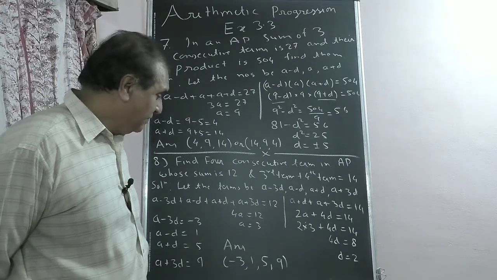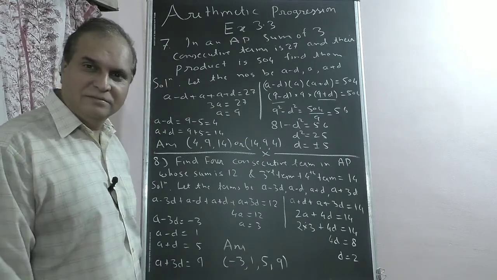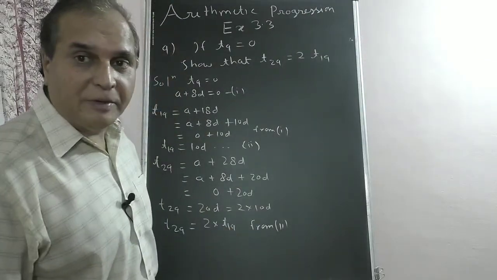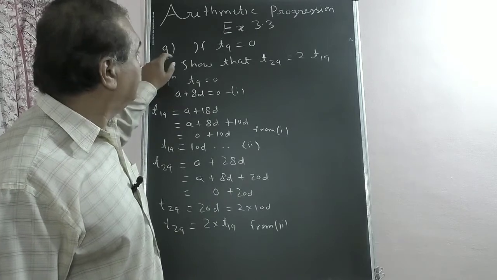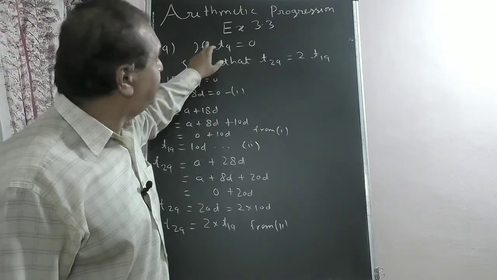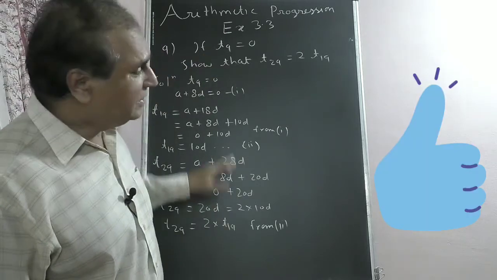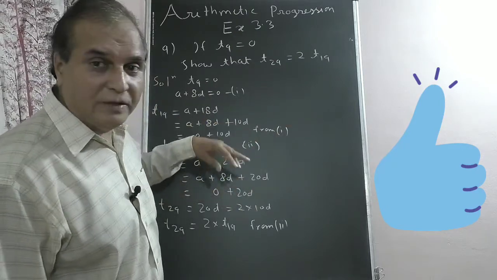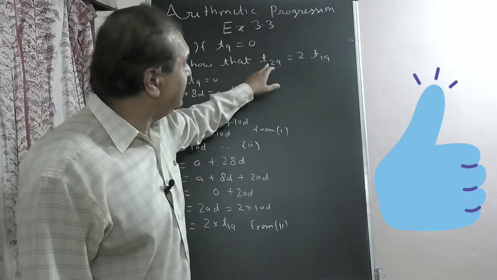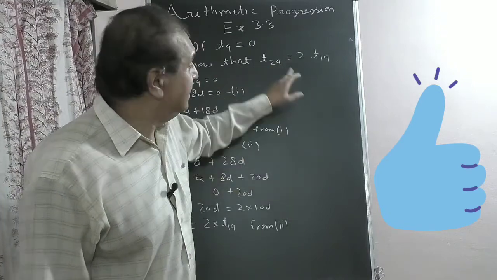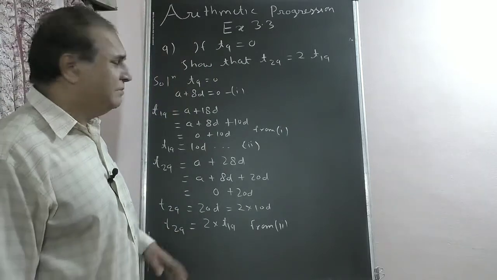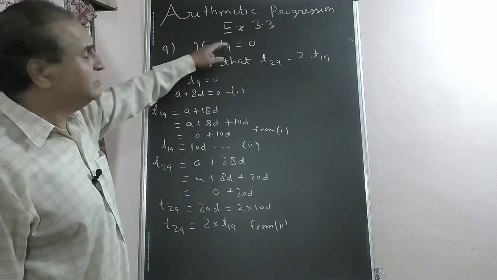And the last sum remaining of exercise 3.3. Sum number 9: given T9 equal to 0, when in some AP the 9th term is 0, you have to prove that the 29th term is double of the 19th term. T29 is double of T19. This is a proof type, very simple. We'll use the data.